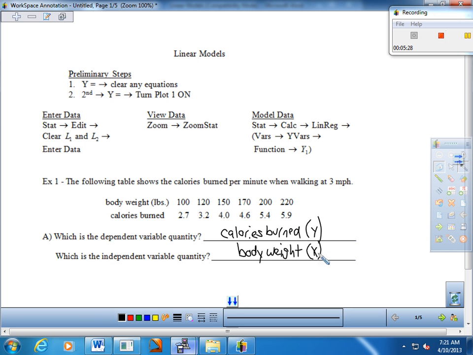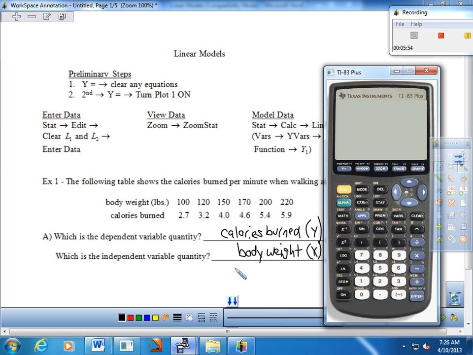So I'll throw that in there. And being the independent variable, let's use our generic x right there. All right, very good. And you can kind of see a little pattern emerging. 100 pounds, 2.7 calories burned per minute when walking at 3 miles per hour. 120 pounds, 150, 170, 200, and 220. And so what we want to do is kind of see what the graphical pattern would be with these 6 points on the coordinate plane. And so that's exactly what we're going to do. So let's enter it into the calculator and allow the calculator to come up with a nice scatter plot.